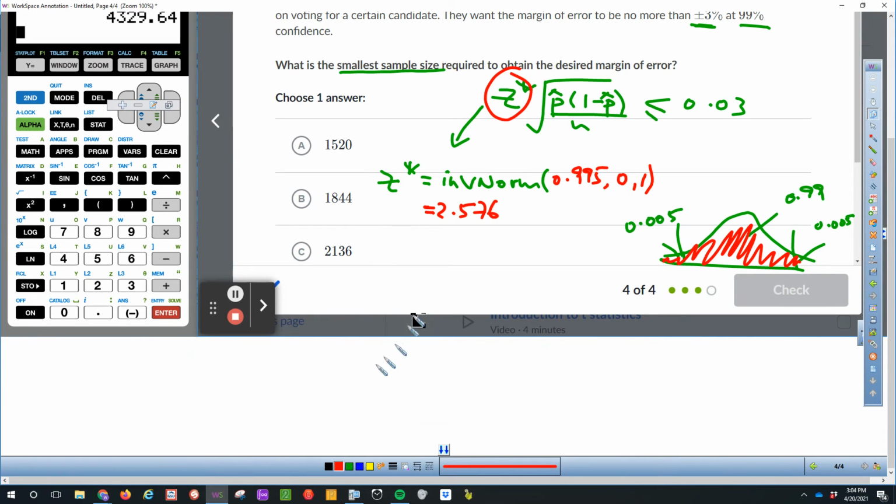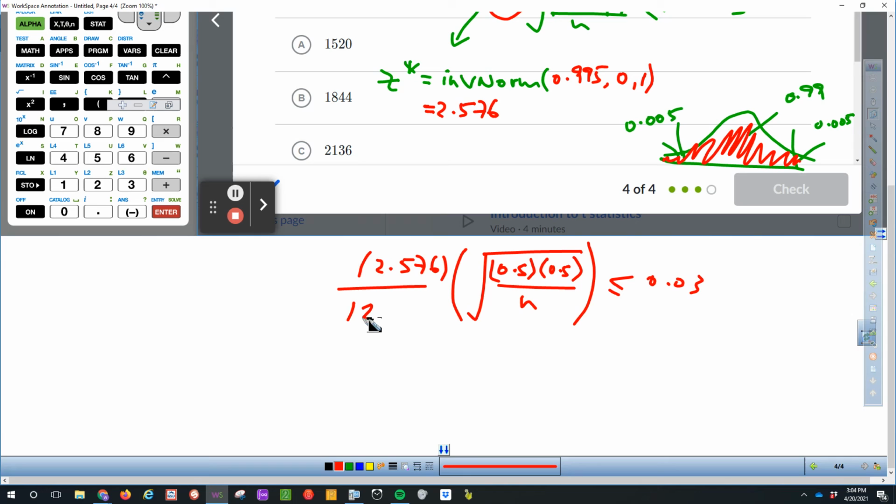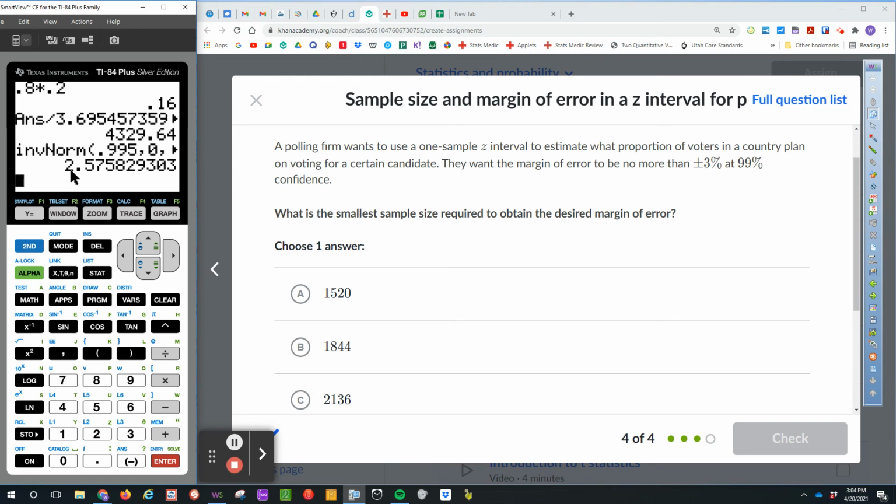So if you were to write it out carefully, it will be 2.576 times the square root of 0.5, we assume the proportion here to be 0.5, times 1 minus 0.5, which is another 0.5, divided by n, less than or equal to 0.03. So divide both sides by 2.576, and this one will be gone. All right, so let's do the math: 0.03 divided by 2.576.